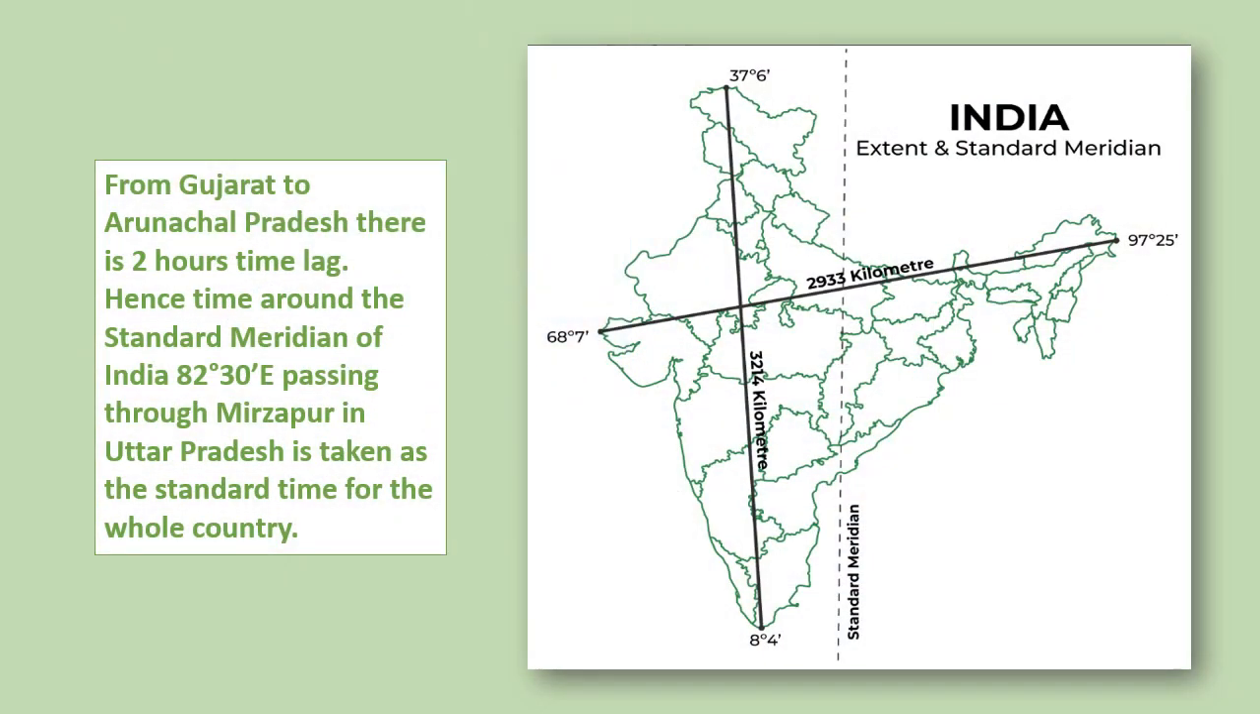So now we understand that there is a difference of 2 hours time lag between Arunachal Pradesh and Gujarat time. So to avoid this time lag for the entire country, to take it as a whole, they have considered one standard meridian that passes through Mirzapur near Allahabad in Uttar Pradesh, that is 82 degrees 30 minutes east, as the standard meridian for India. When compared with the Greenwich Mean Time, our time is 5.5 hours ahead of it.